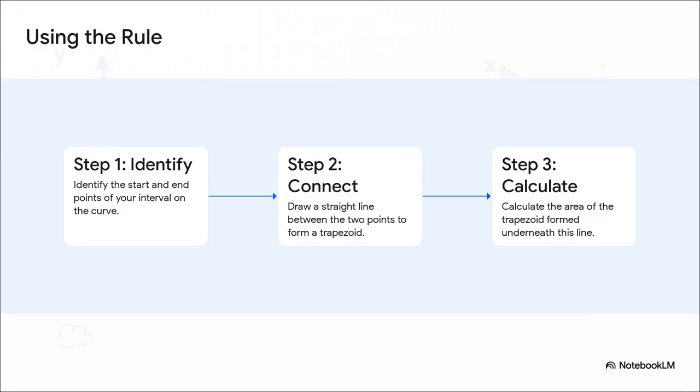And the process itself? Super straightforward. First, you pick your start and end points. Second, you just connect those dots with a straight line. That line, the base on the x-axis and the two vertical sides, that's your trapezoid. And the area is easy to calculate. It's just the width of the base times the average height of those two sides.